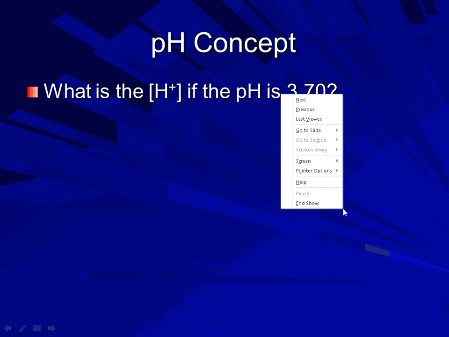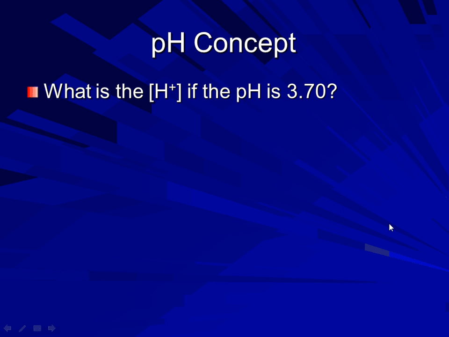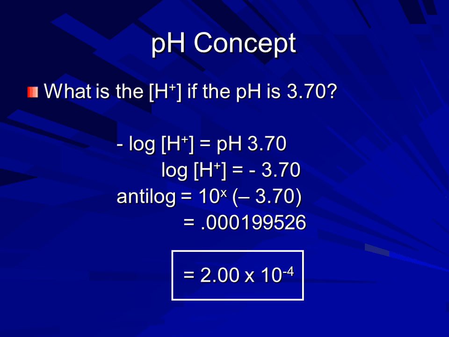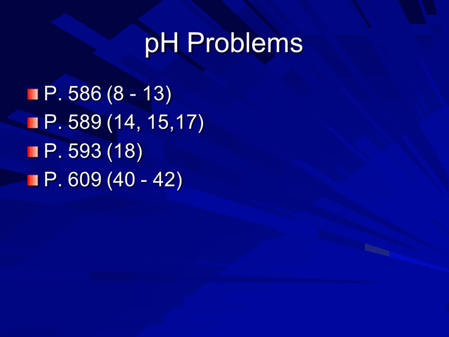Okay, and my board is not working once more, but that's quite all right. The answer is 0.0001995, which, if I do my significant figures, is 2.00 times 10 to the -4. That should be good enough for getting you through these problems.